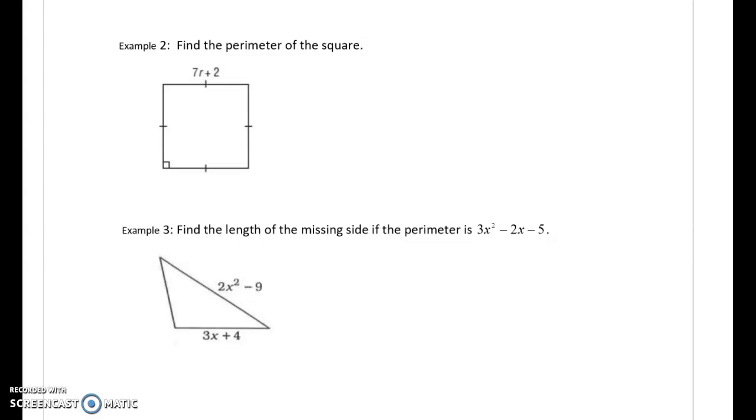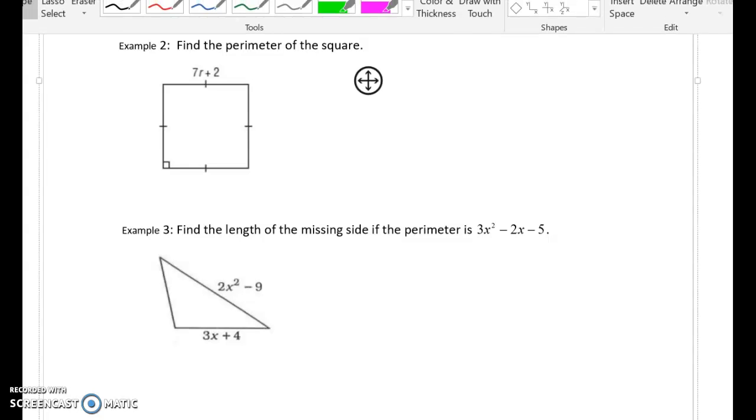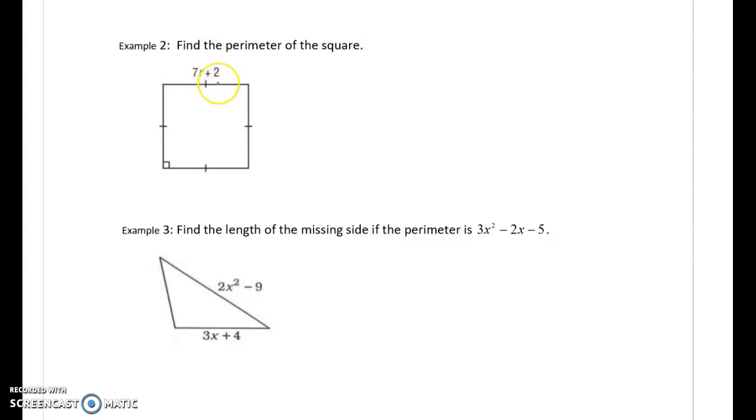Okay, so with these next two examples, we're dealing with the concept of perimeter again. Example number 2 is asking us to find the perimeter of the square. Well, again, we know the qualities of a square and that all four sides are the same length. That's what these tick marks are indicating to us, that all four sides of this figure are the same length. They only give us an expression for one of the sides. But knowing that a square has all four sides the exact same length, we know that this expression can be applied to the other three sides.